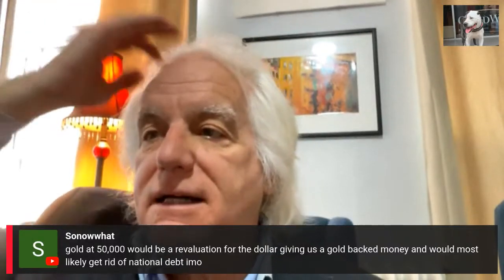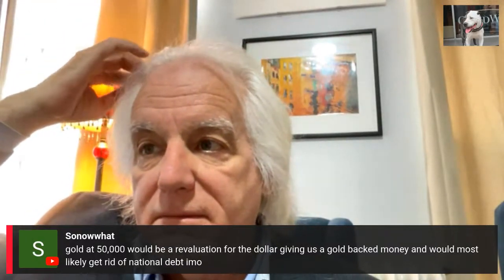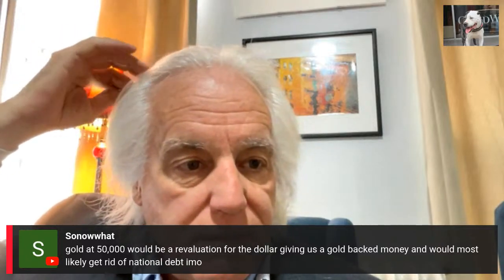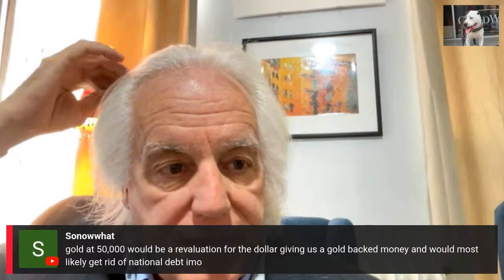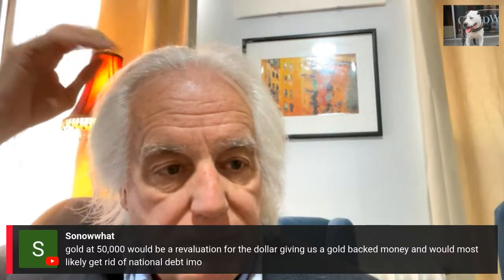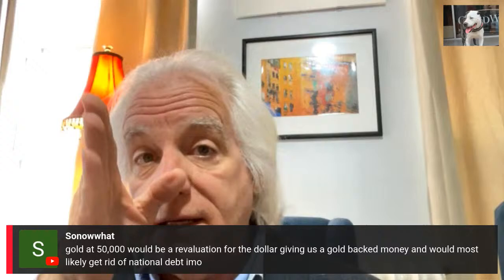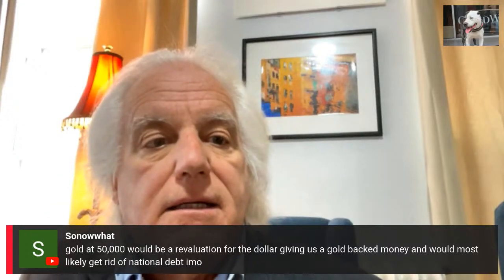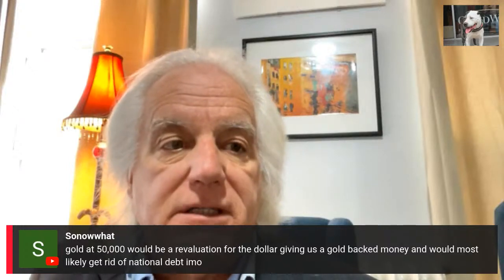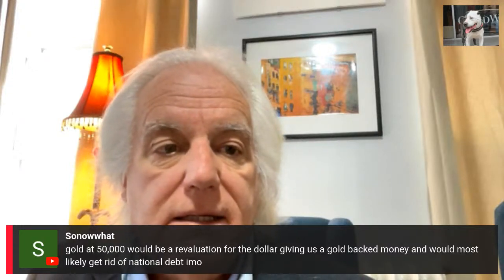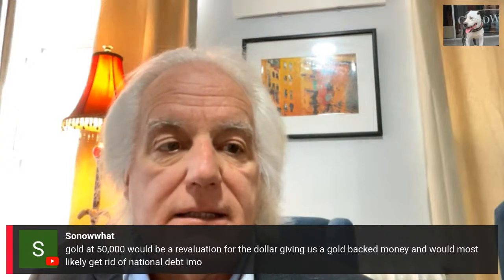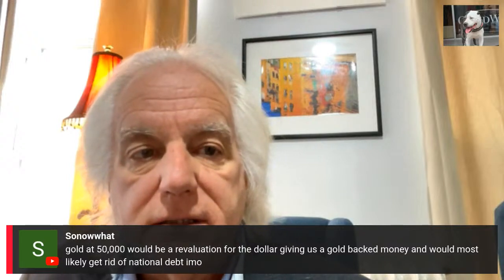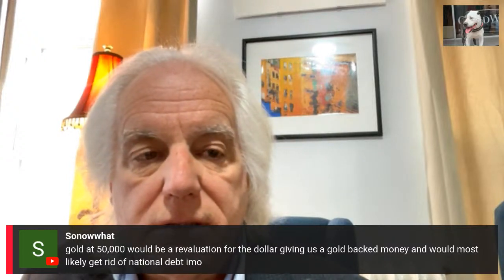Gold at 50,000 would be a reevaluation. I don't think it would get rid of debt. At a moment in time, it might get rid of debt, but it wouldn't get rid of our deficit or our deficit spending. So we'd go right back to running up our debt unless we change. And I think Trump's trying to change things along those lines.